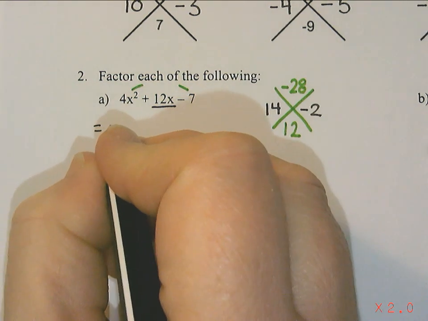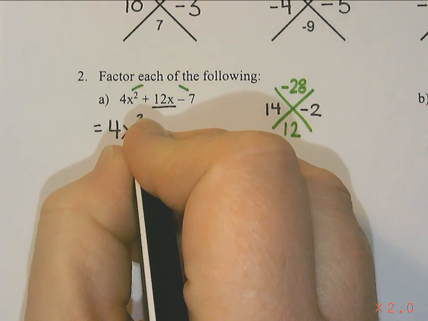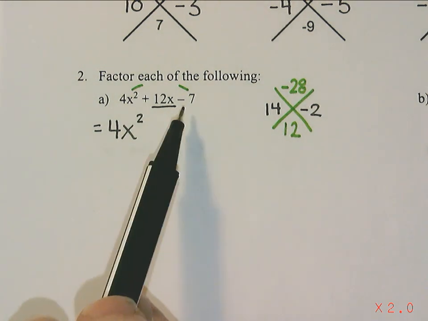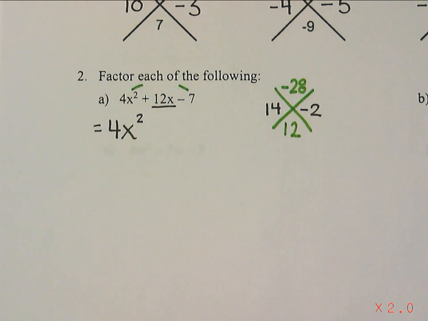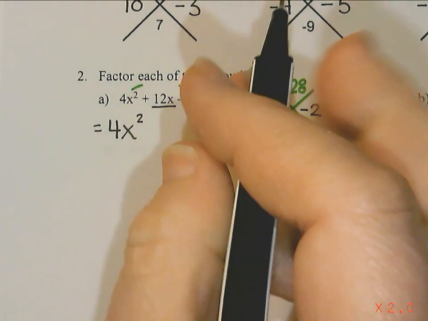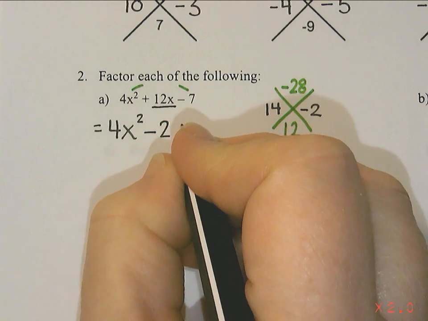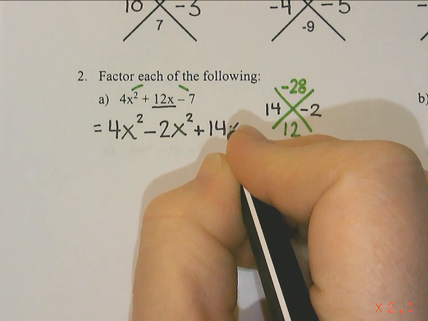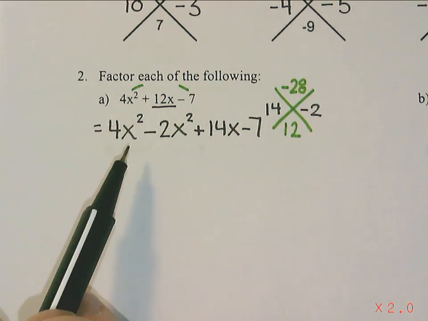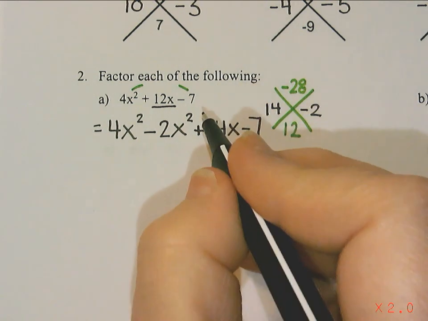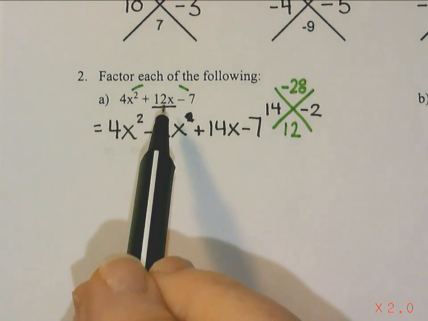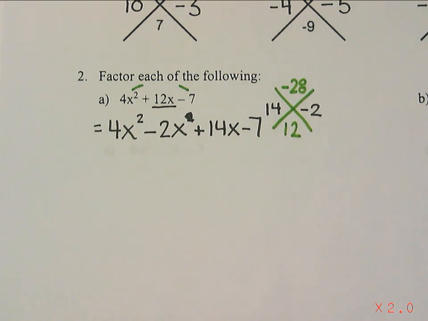Now, it doesn't matter which one you put first, but I like to try to put something that I think would factor nicely with the 4, and then put something with the 7 that I think would work out nicely with that. So I think I might put the minus 2 with the 4x squared, and then I might put the 14 with the minus 7. So I have 4x squared minus 2, oh, I wrote it wrong, it's not supposed to be squared, so it's just minus 2x plus 14x minus 7. So I just took out the 12x and I put in minus 2x plus 14x.